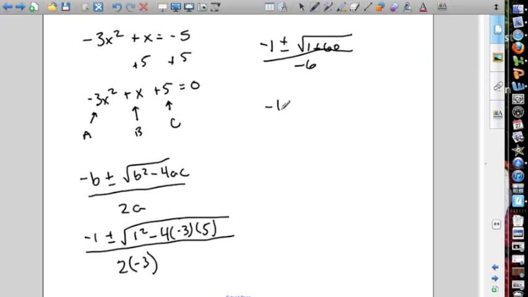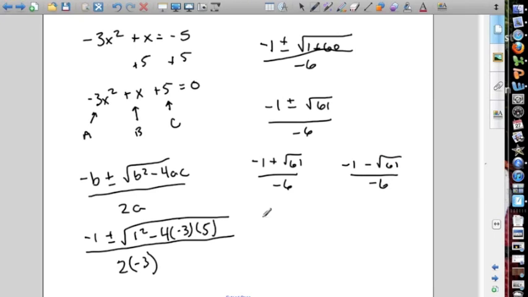So I'll clean this up right now. That's going to be negative 1 plus or minus the square root of 61, all over negative 6. Now remember, this turns into two problems here. So we have negative 1 plus the square root of 61 over negative 6, and we have negative 1 minus the square root of 61 over negative 6. What we're trying to figure out here is what x is, and we're seeing that x can be two different things. And so x could be this, and x could be this.